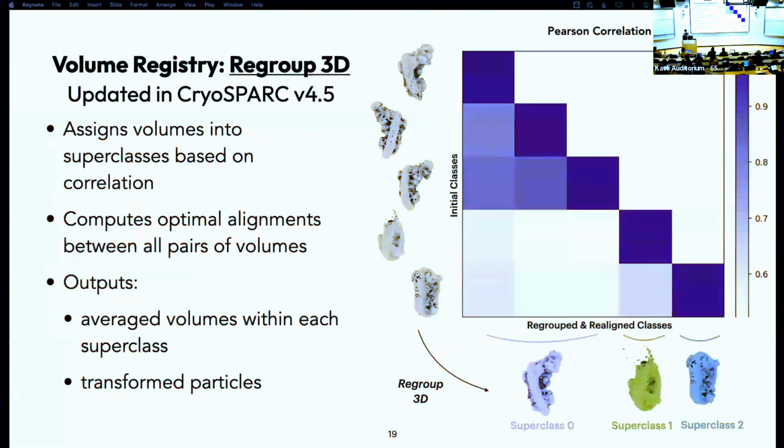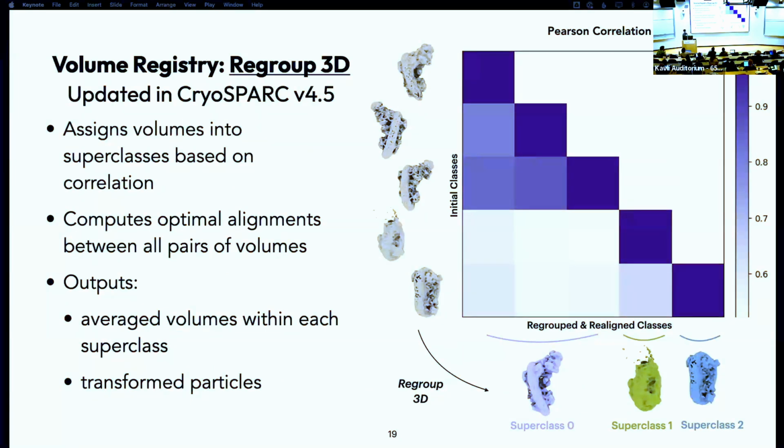OK, the next job that we are going to use a little bit today is Regroup3D. Regroup3D is a new job as of CryoSPARC version 4.4. What it does is it reclusters particles, or volumes really, from an upstream classification job into a smaller set of superclasses. And it does this using a fairly lightweight 3D voxel-based spectral clustering approach.